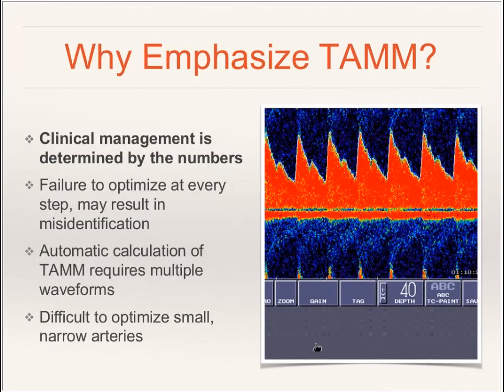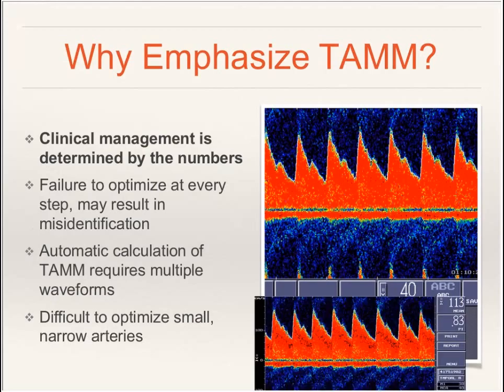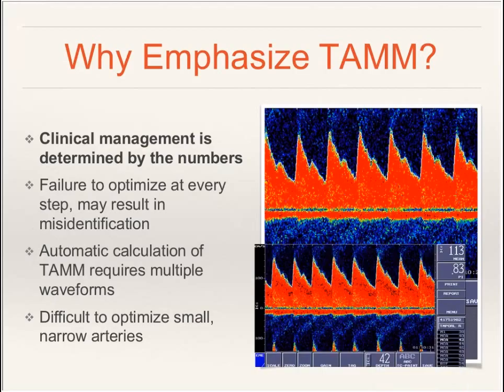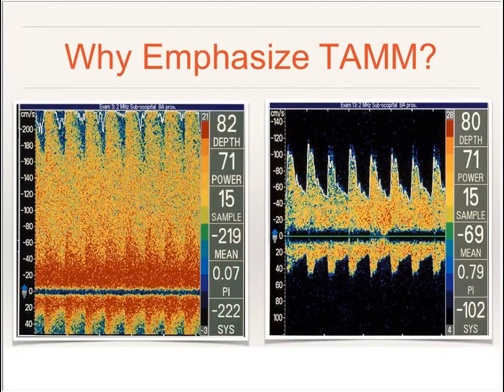Failure to optimize at every step may actually result in misidentification, as I mentioned, tracking a collateral instead of a main stem vessel. And the automatic calculation of the TAM requires multiple waveforms, I would say a minimum of 3. And sometimes it's difficult to optimize these small vessels, but try to capture at least 3 good waveforms in order to be able to get an accurate TAM.